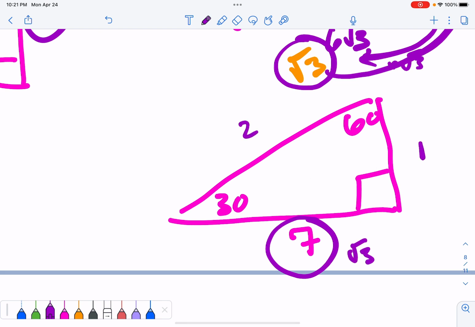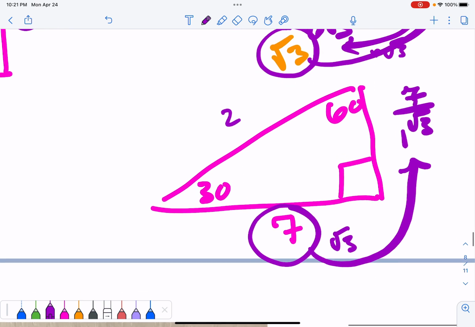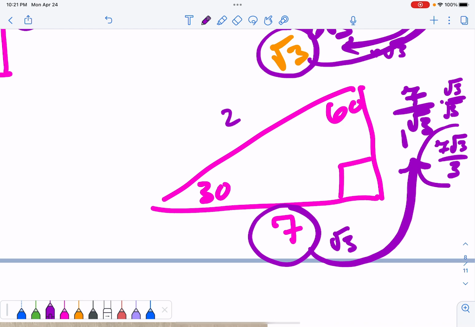This side is my square root of 3. So if I'm going from 7 to this guy, I'm going to divide by the square root of 3. So this is 7 divided by the square root of 3. Now they might have you rationalize the denominator, which we've done in the past, where you multiply by the square root of 3. So this would be 7 square roots of 3 over 3. That's what he would look like on this side.